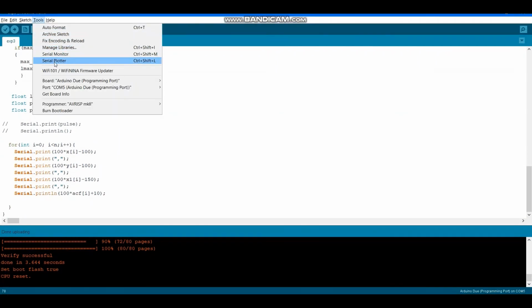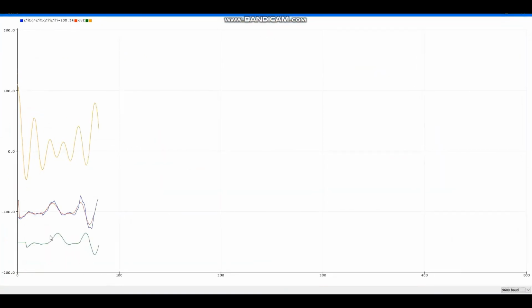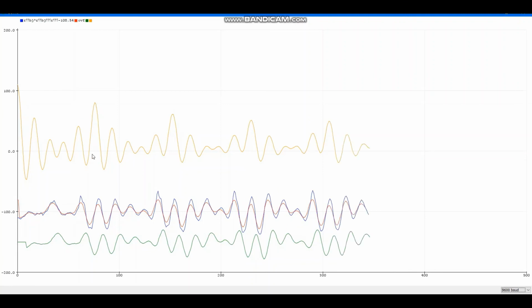Let us see the serial plotter. So here you can see that this is the original voice signal, this is the moving average filter, this is the moving average filter minus the mean of the signal, and this is the autocorrelation function. So we obtained nice graphs of all the signals.